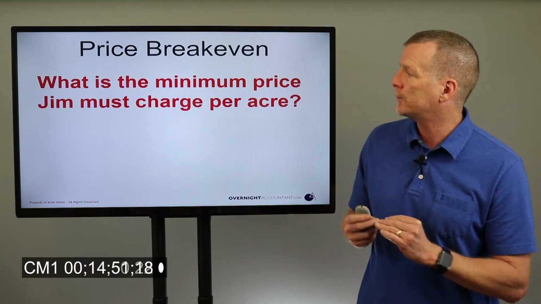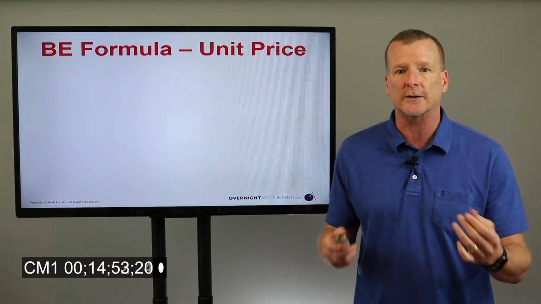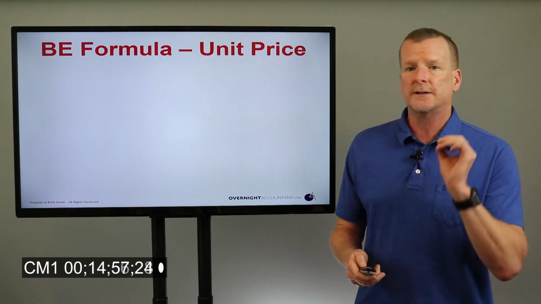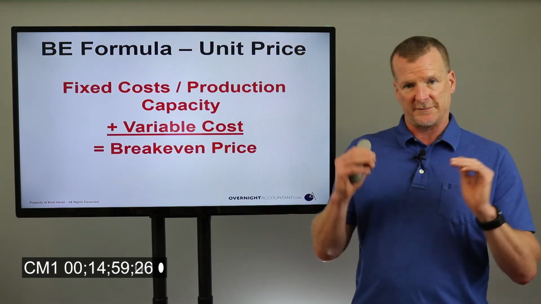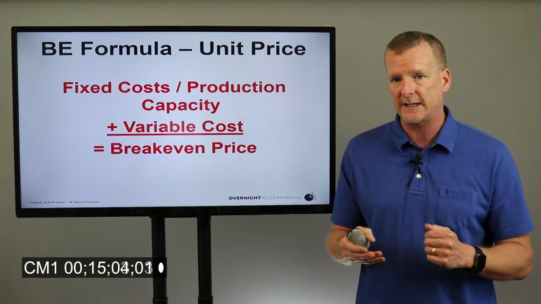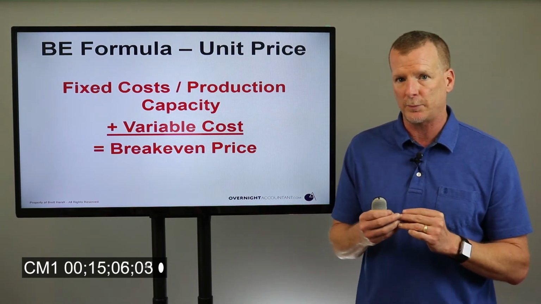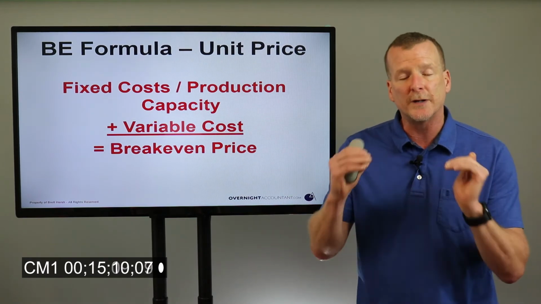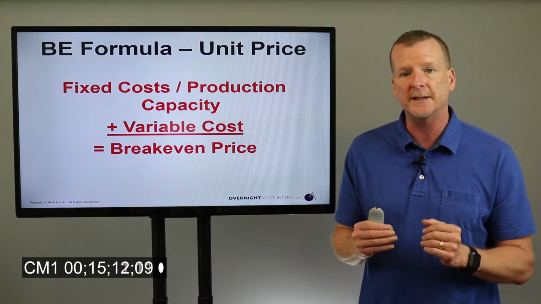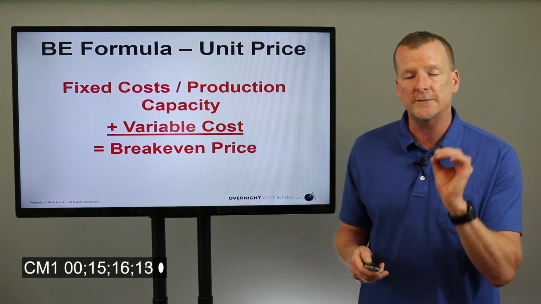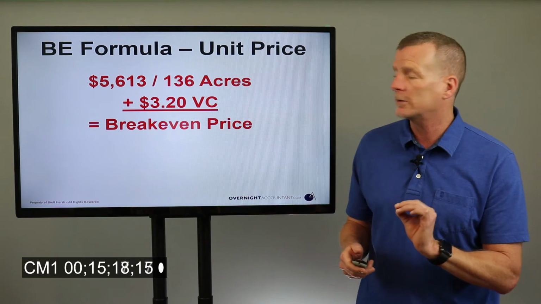So what is the minimum price that Jimmy must charge per acre? Now we get into the break-even formula based on unit price. This is a slightly different formula than before, but this is how you calculate it. We're all going to calculate it. Jimmy's going to calculate it. You're going to have to calculate it at some point for your business. You take your fixed costs divided by that production capacity that Jimmy just determined, and then you add your variable cost to determine your break-even price. So this is how the formula looks for Jimmy.